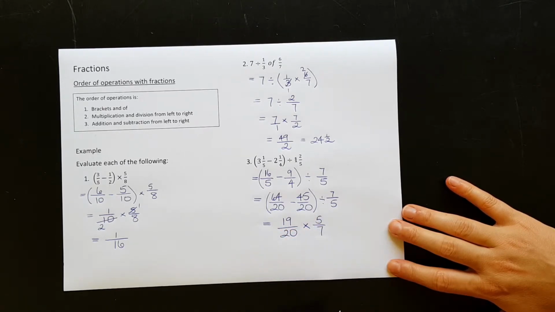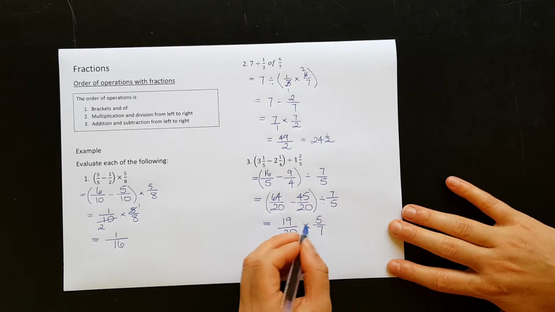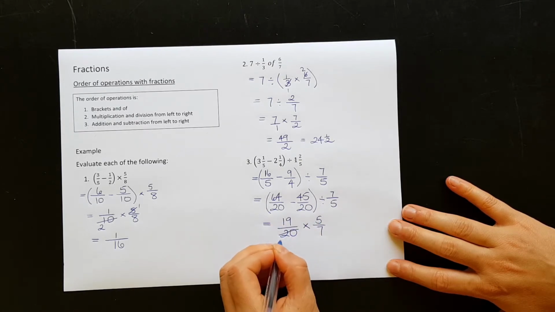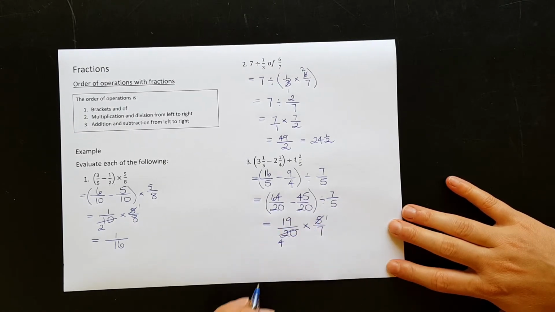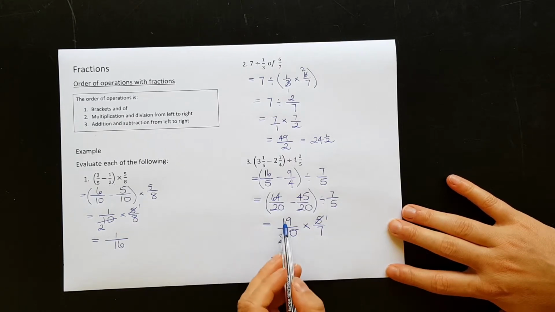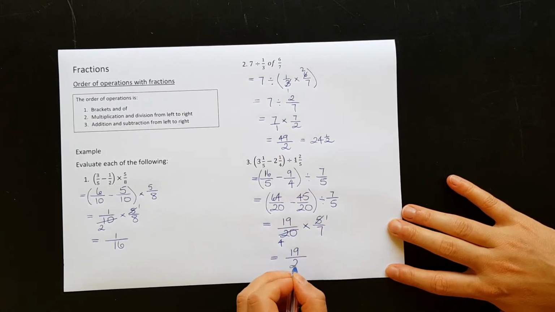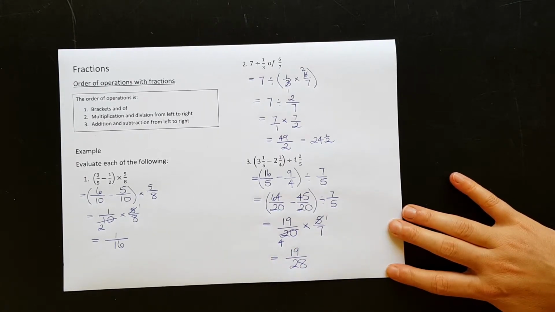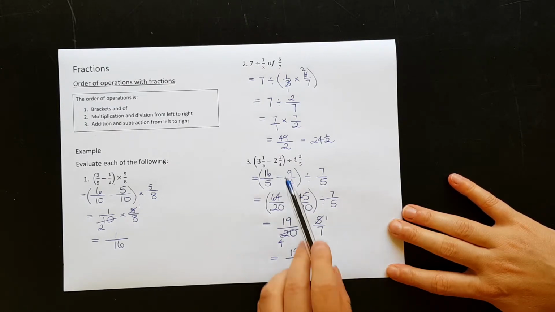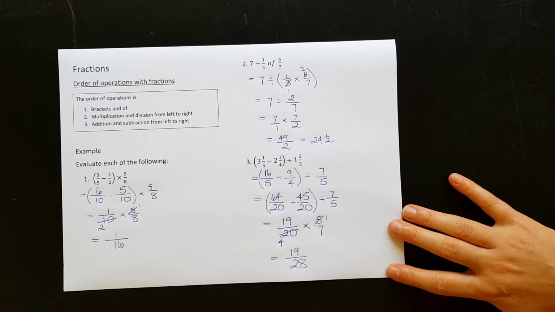5/7. Let's look for cancelling. The 20 and the 5, we can divide by 5 to get 4 and 1. So on the top we have 19 times 1, which is just 19, and 4 times 7 is 28, and that's the answer.